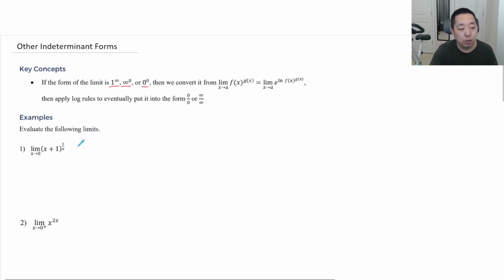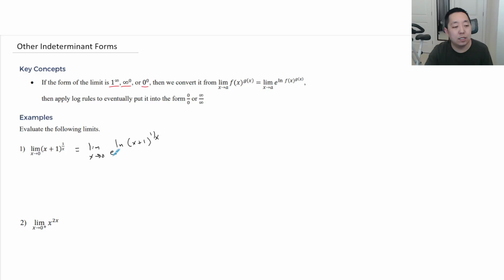So instead, we do the limit as x goes to 0 of e to the natural log of (x plus 1) to the 1 over x. We can do this because e to the natural log is allowable, since they just negate each other. And we can put the 1 over x in front, because that's the property of natural log: anything in the exponent gets to pop out in front. That becomes the limit as x approaches 0 of e to the ln of (x plus 1) over x.